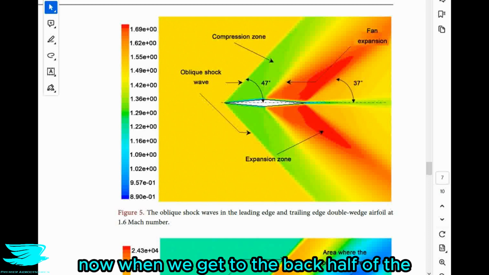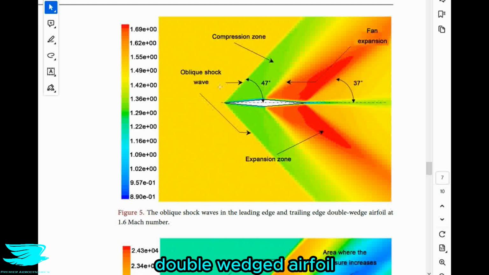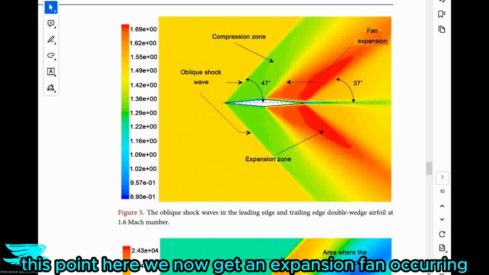Now, when we get to the back half of the double wedge airfoil, in other words, after the peak, this point here, we now get an expansion fan occurring.